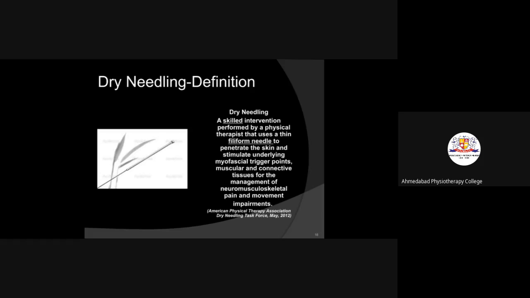Now what we use is a filiform needle. A filiform needle is a thin needle which we use. You can see in this figure here. We penetrate the skin and underlying muscles. We reach to the muscles where the trigger point lies.